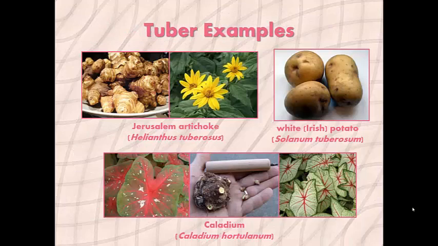So here are some more examples of tubers. Jerusalem artichoke is an ornamental plant. You can see the nice yellow flowers there, but they do form tubers, and they actually can be cooked and eaten. They are supposed to taste somewhat like potatoes. Of course, your white or Irish potato, and in fact all potatoes, are tubers. And then caladium, which is one of a few genera that are called elephant ears commonly. Caladiums are tubers as well.